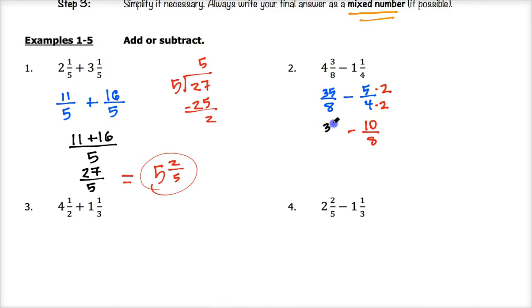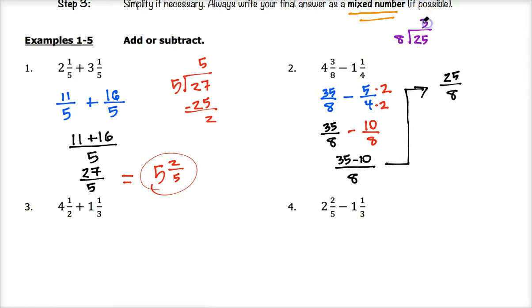So we have 35/8 minus 10/8, and that gives us 35 minus 10, which becomes 25. So I get the improper fraction 25/8. I want to make this a mixed number, so I'm going to take 8 into 25. 8 will go into 25 3 whole times, and I get a remainder of 1. So this becomes 3 1/8.